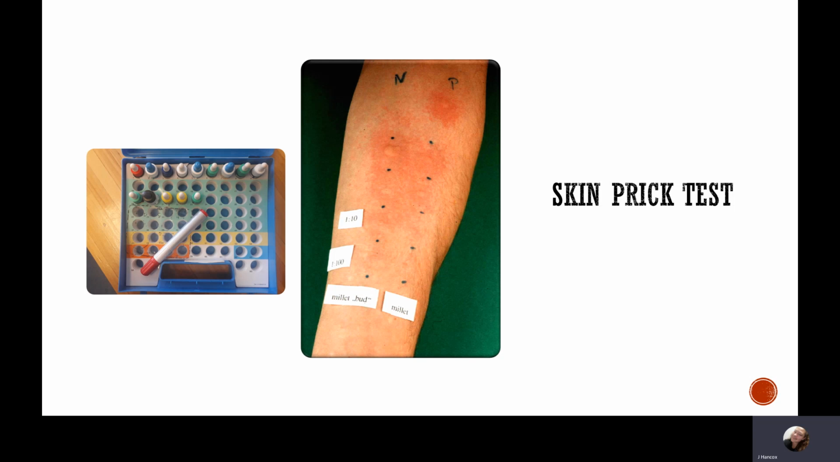The wheal is the raised bump or the white section, and the flare is the redness around the bump, both of which will be measured. Basically, how it works is that if a reaction has a wheal and a flare bigger than the histamine or the positive control's wheal and flare, then we can say that a patient is allergic to that. And if they do have a reaction, but it's smaller than the positive controls, then we can say that they are sensitive to that substance.